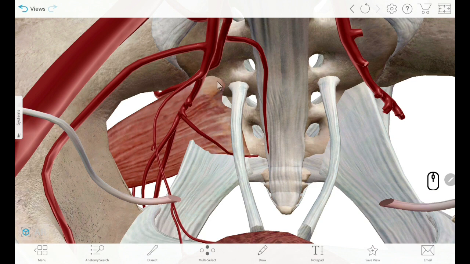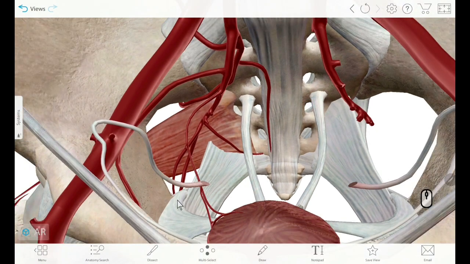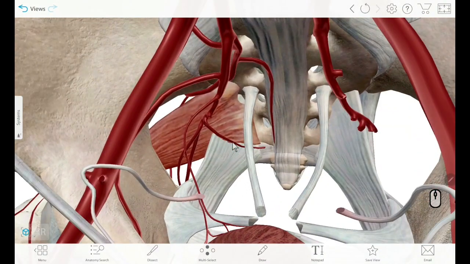Now other branches that can be seen are this branch which is passing through and supplying the superior border of the urinary bladder. So this artery is called the superior vesical artery. Vesica refers to the urinary bladder and since it is supplying the superior surface of the urinary bladder, this is called the superior vesical artery. Now we can also see a branch passing along the lower border of the piriformis muscle. So this artery is the inferior gluteal artery.